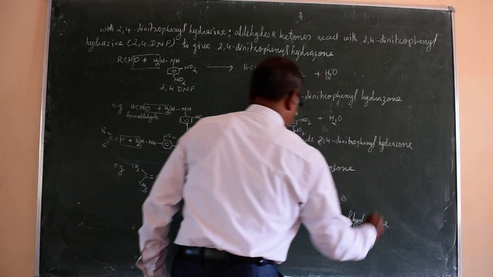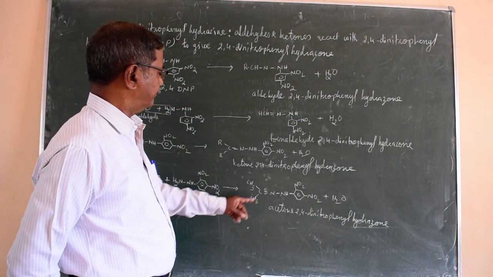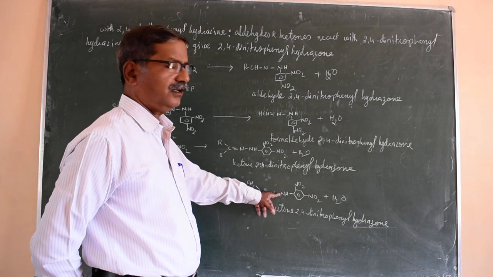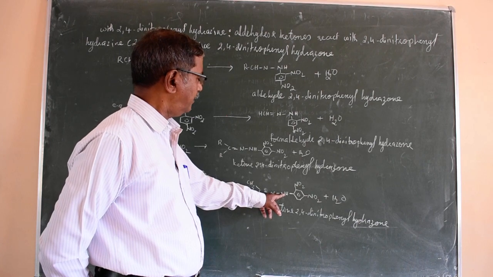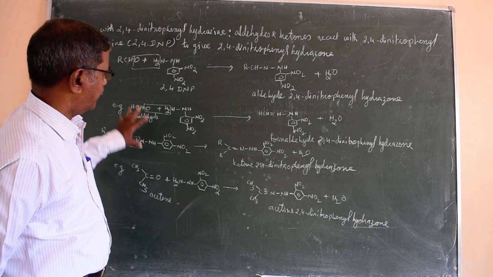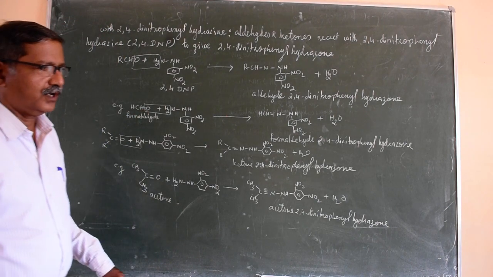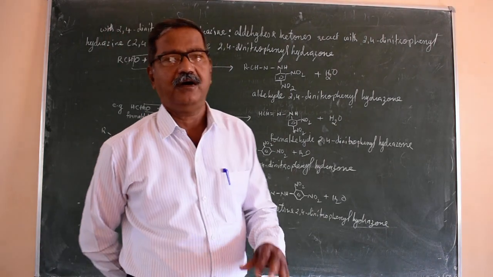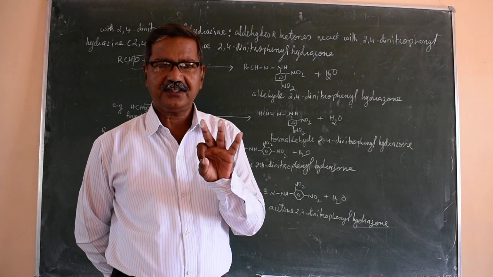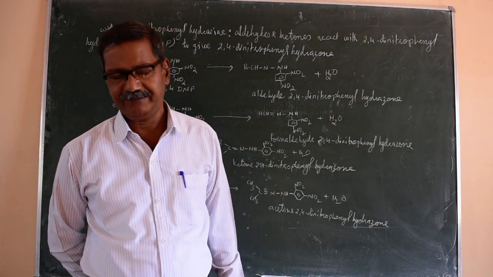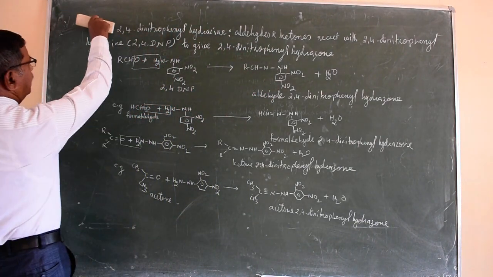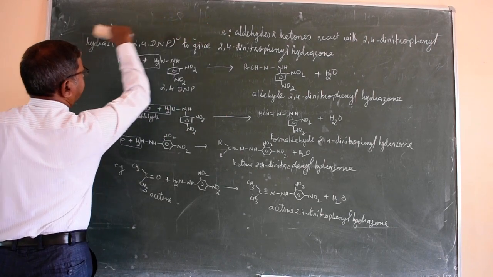Here, this bond is not linked to hydrogen. It is linked to the nitrogen. We have NH, and that nitrogen is linked to the aromatic ring or benzene ring. Totally we have hydroxylamine, hydrazine, phenylhydrazine, 2,4-DNP and semicarbazide. So let us discuss the reaction with semicarbazide.